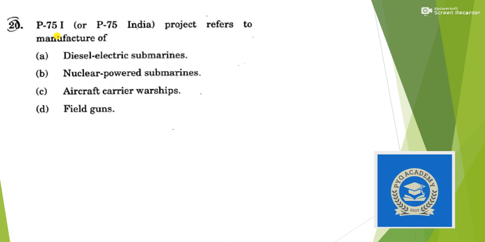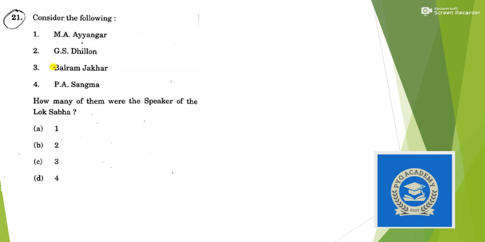Now again a very easy question, P75I project. You must have heard about Kalvari, Khandari, Karanj, then Vela, Vagir, Vagsheer. These are nothing but diesel electric submarines, and they are also known as Scorpene class submarines. Next, again a factual question. The question is asking how many of them were Speakers of Lok Sabha. All 4 of them have been Speaker of Lok Sabha, so answer is option D.